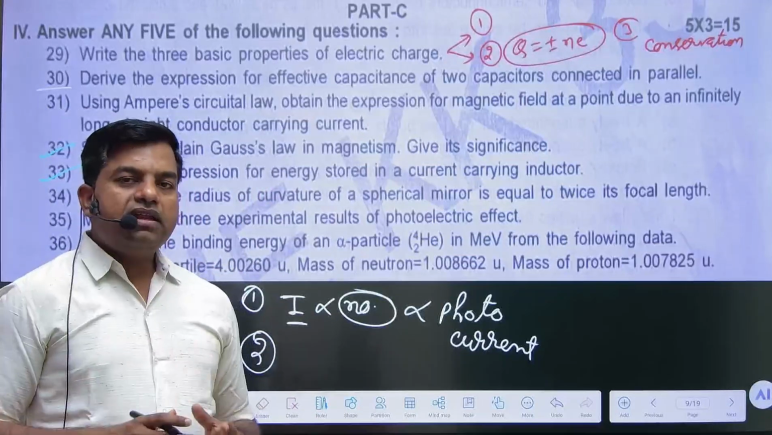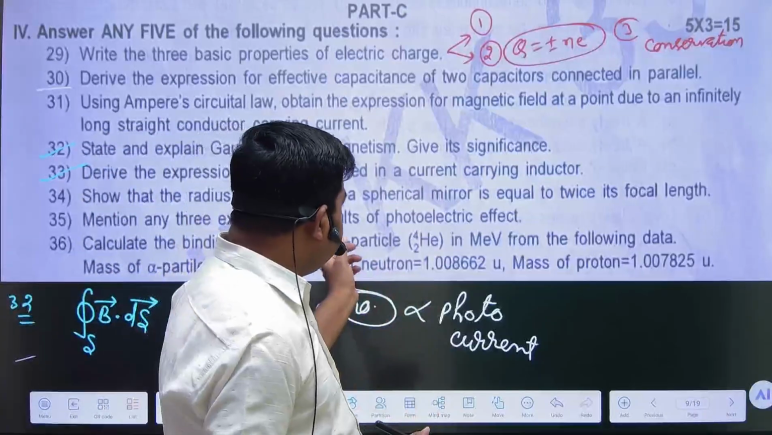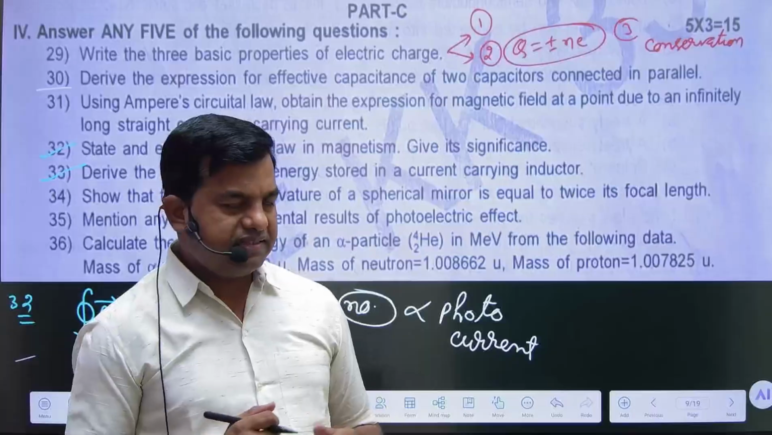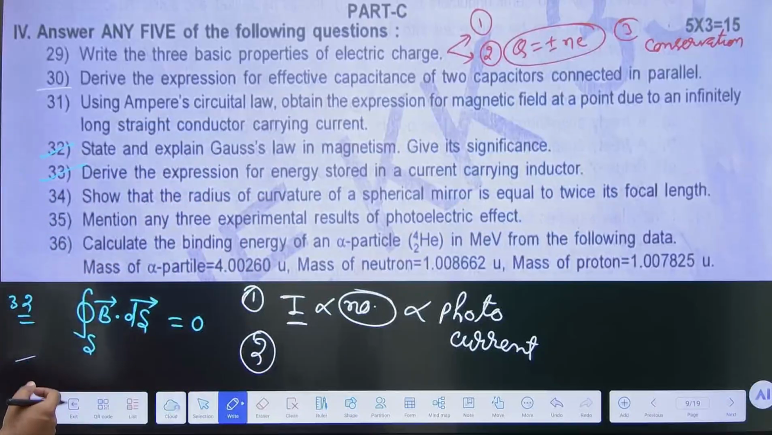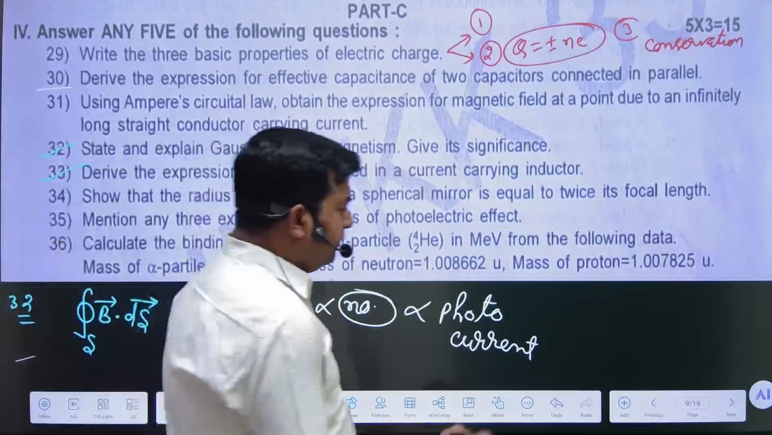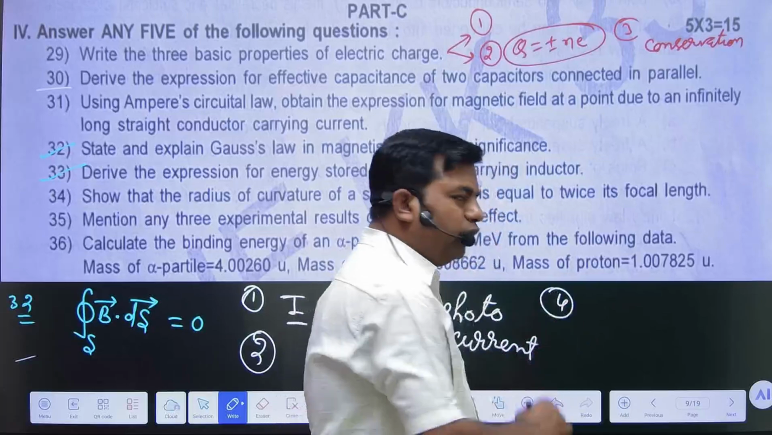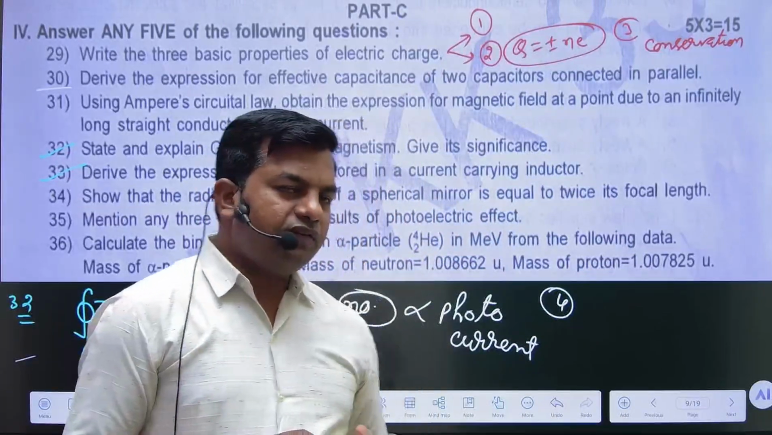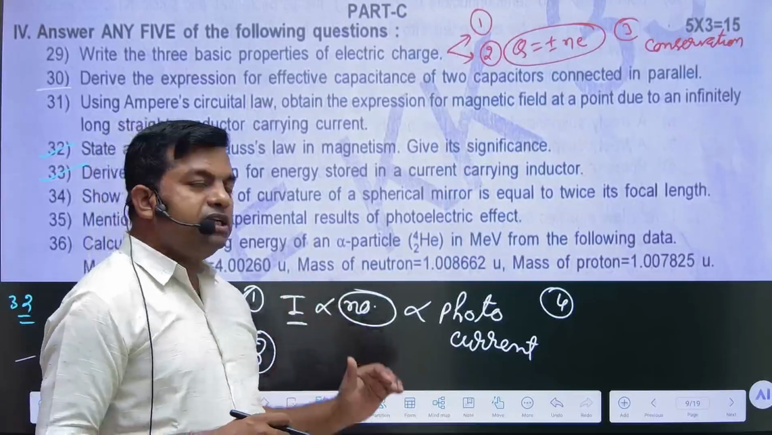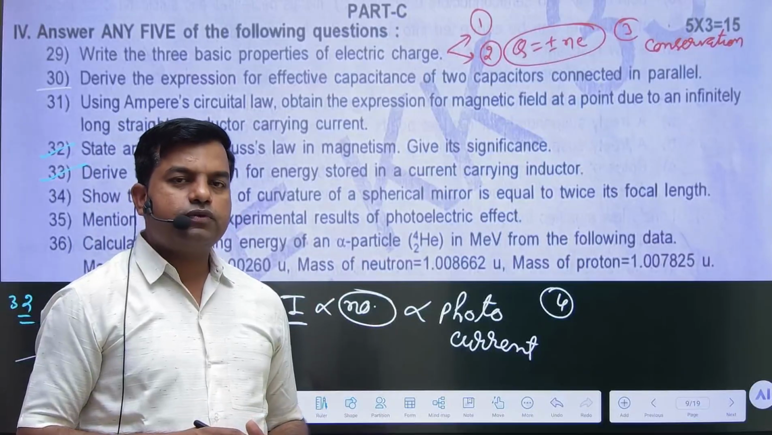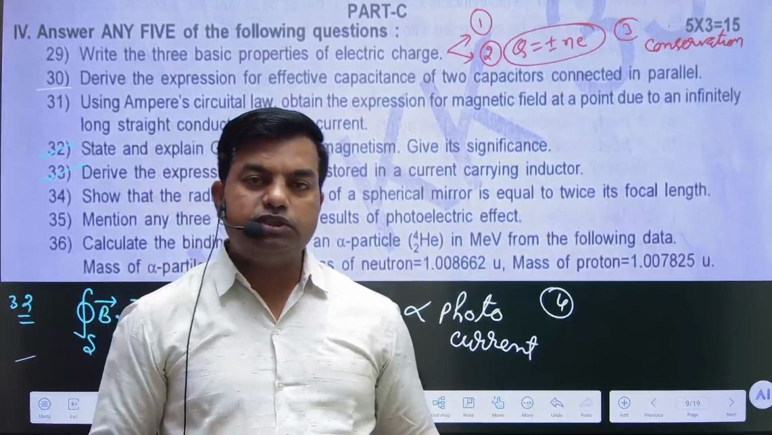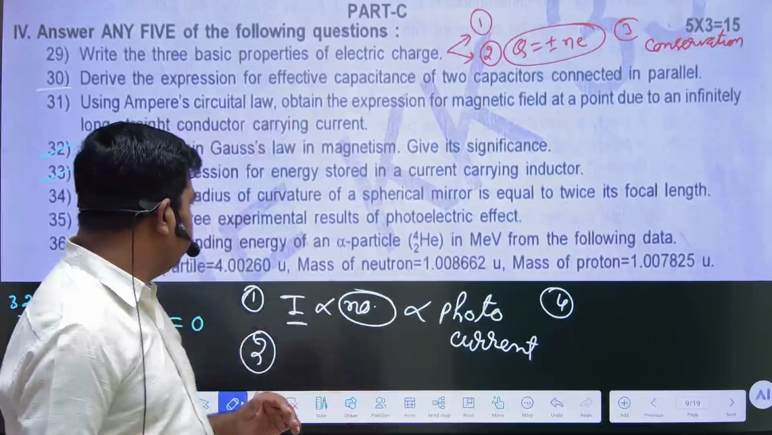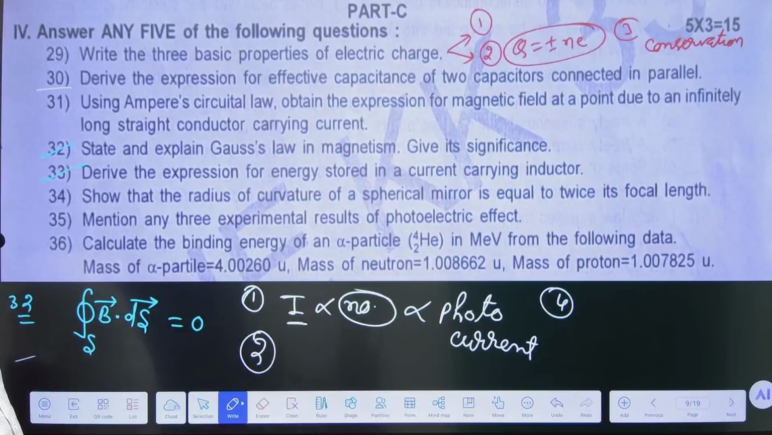Third one is that a certain minimum frequency is required, below which electron emission will not take place. This frequency is called the threshold frequency. The fourth one is the minimum negative potential of the collector plate for which emission of the fastest emitted electron stops and the photocurrent in the circuit becomes zero. It is called the stopping potential or cutoff potential. Clear to you?